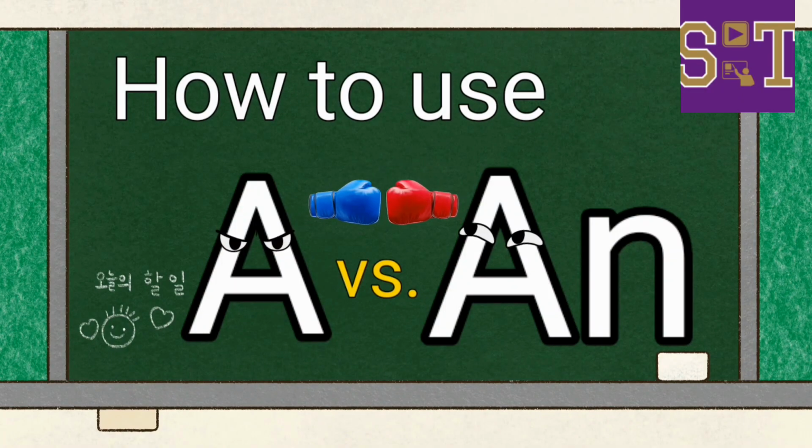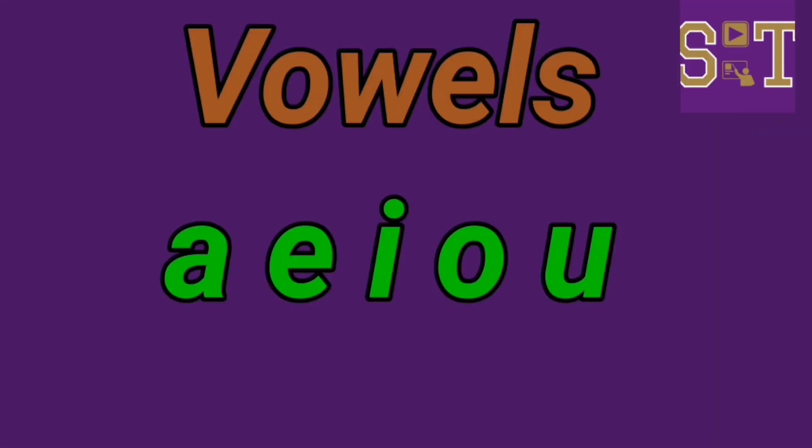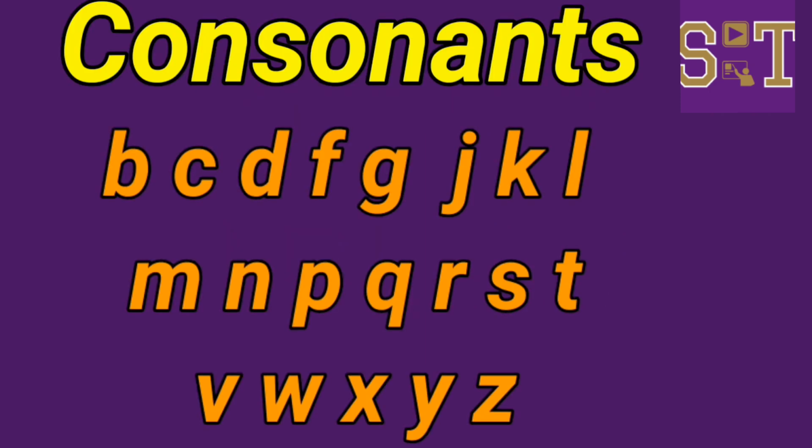Hello kids, today we will see the use of a or an. There are 26 letters in English. In English, A, E, I, O, U are the vowels and the remaining are consonants.